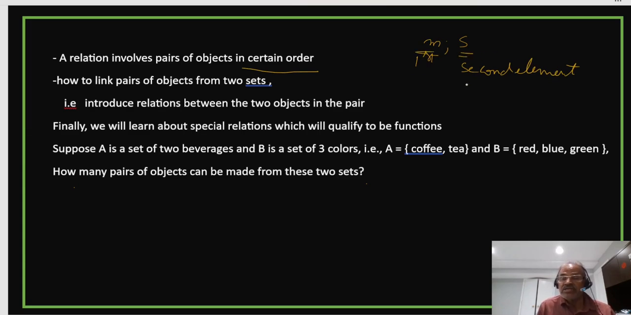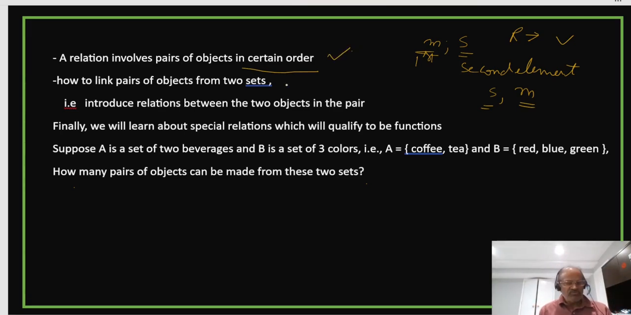Suppose the order is M, S. The relation is: the first element is mother of the second element. If you change the order to S, M, this relation doesn't hold good, right? The first element is not mother of the second element. So a certain order is very important.